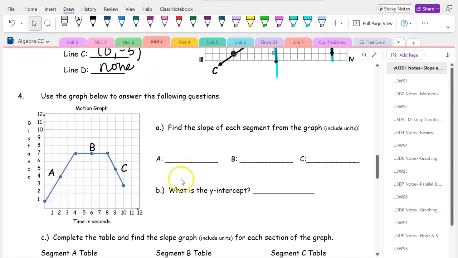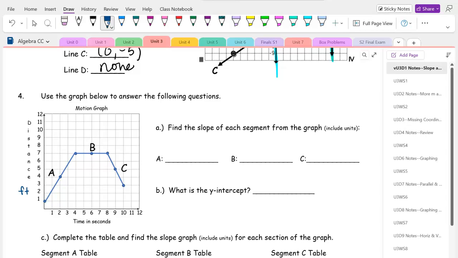All right, so next we're going to use the graph below to answer the following questions. We're going to find the slope. We are going to include units based on the units that are in this graph. We have time in seconds, and it looks like our distance, we lost what our unit is here. So we're going to say this is feet.